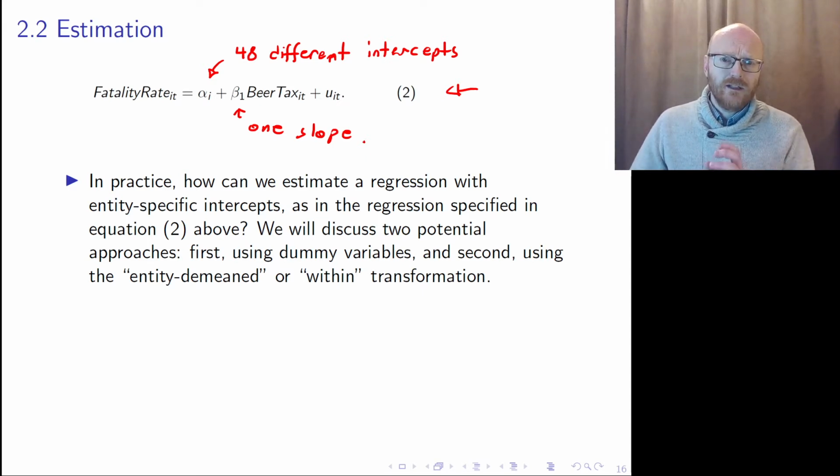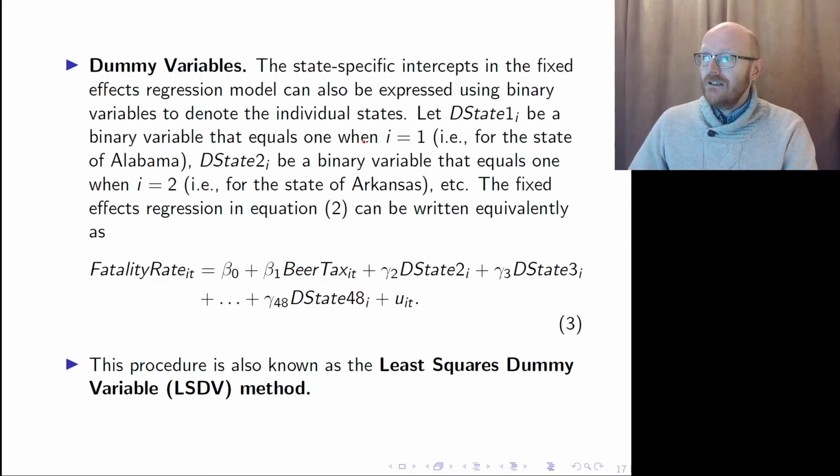We can estimate it by two methods. We can estimate it by using dummy variables, one for each entity, or we can use a method which is called entity demeaned or within transformation. Let's start with the dummy variable, because this is actually the easiest to comprehend. So what you have here is that you create dummy variables, one dummy variable per state, and this dummy variable is 1 if the state is correct and 0 otherwise.